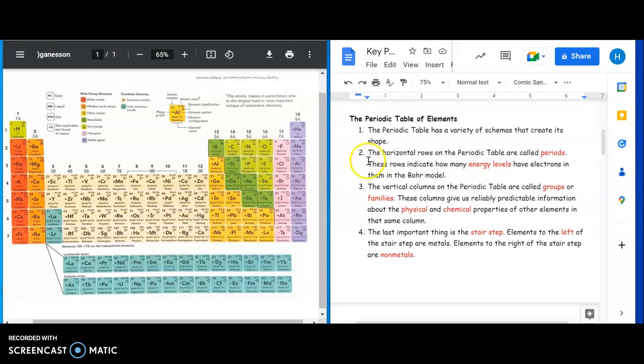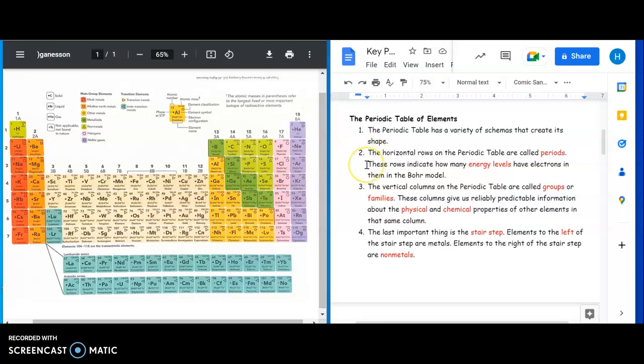But anyway, the horizontal rows are called periods, and these rows indicate how many energy levels have electrons in them in the Bohr model. So you'll remember that first Bohr model can just fit 2 in the first energy level, and so on from there. And those energy levels are split into orbitals and suborbitals.